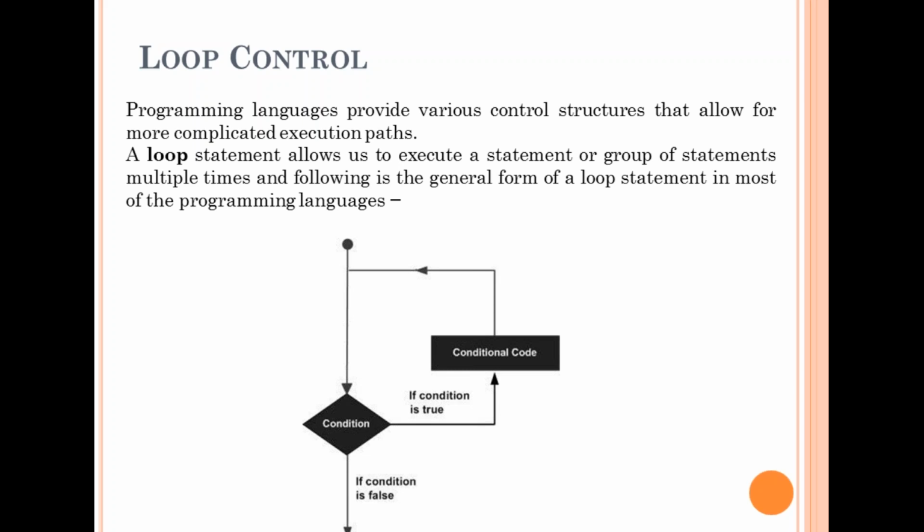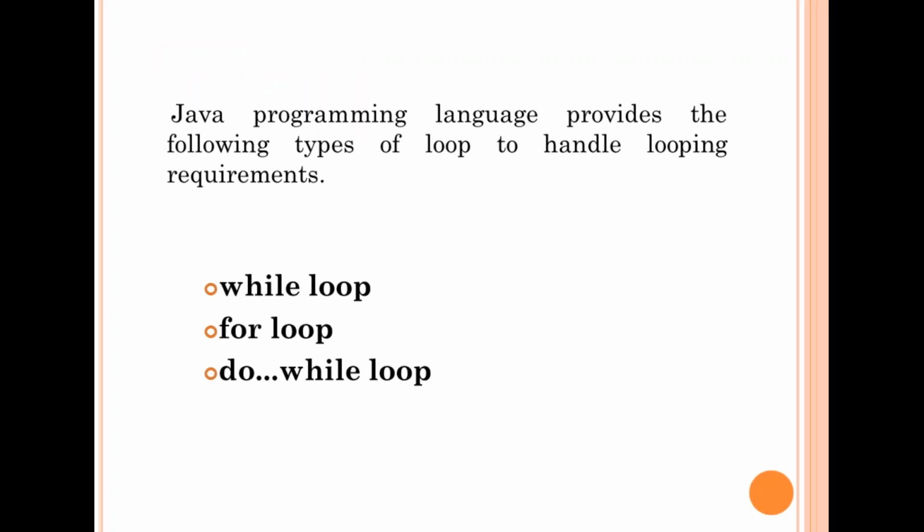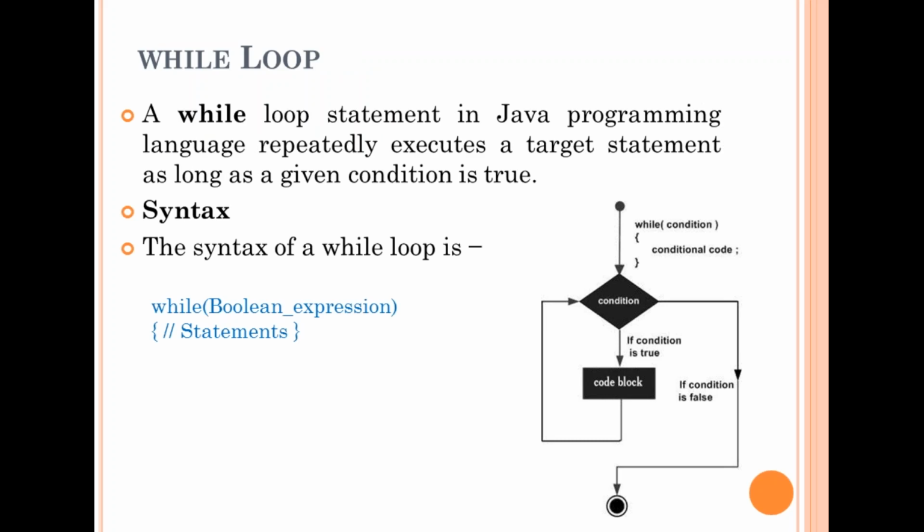Java programming language provides the following types of loop to handle looping requirements: while loop, for loop, and do-while loop. Let's start with the while loop. A while loop statement in Java programming language repeatedly executes a target statement as long as a given condition is true. The syntax is while, braces, expression, and a number of statements.